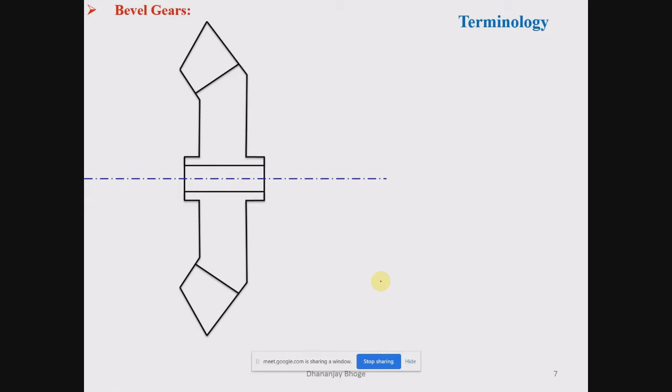Okay, next we will define the pitch cones.